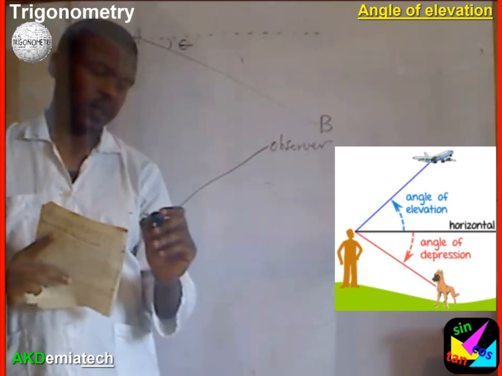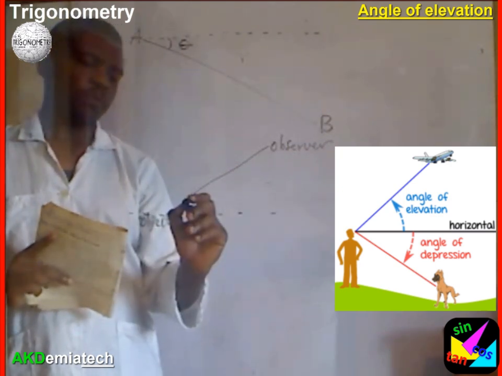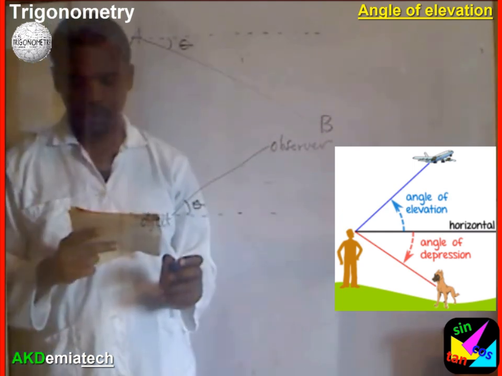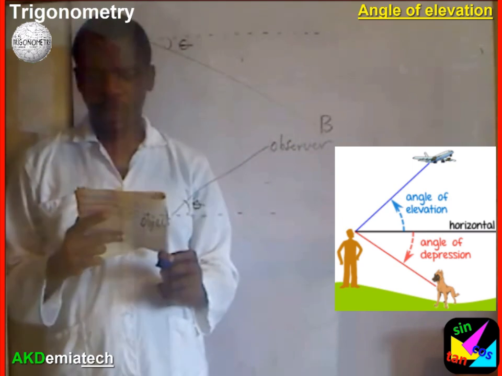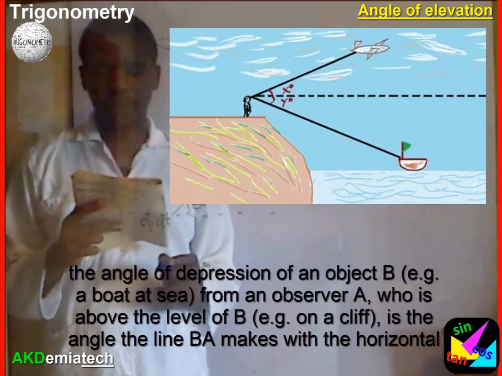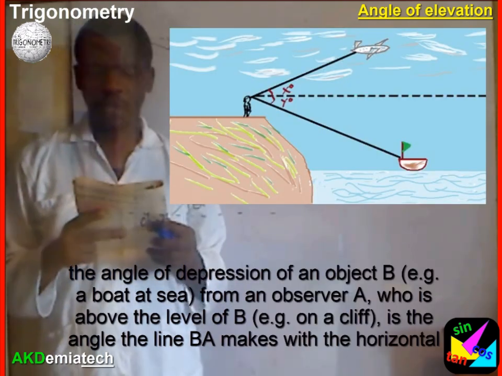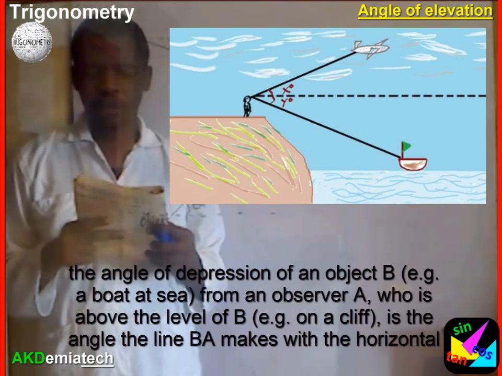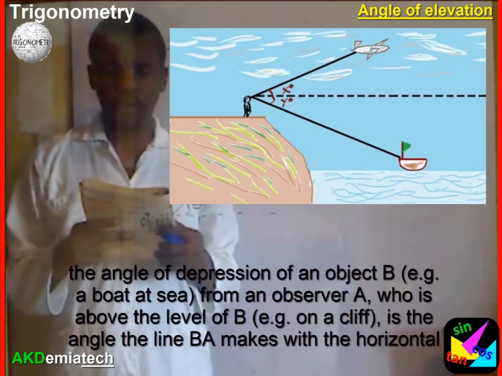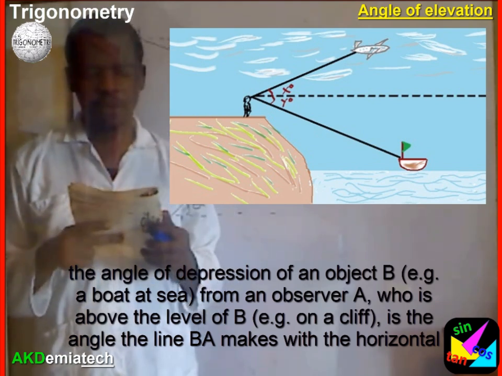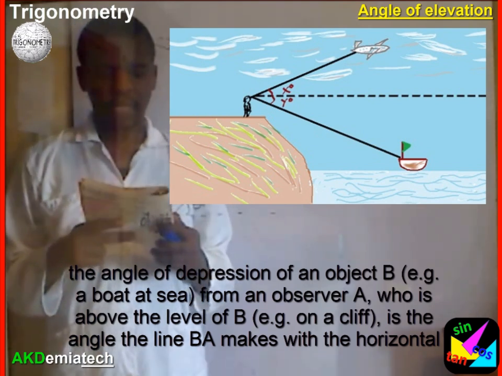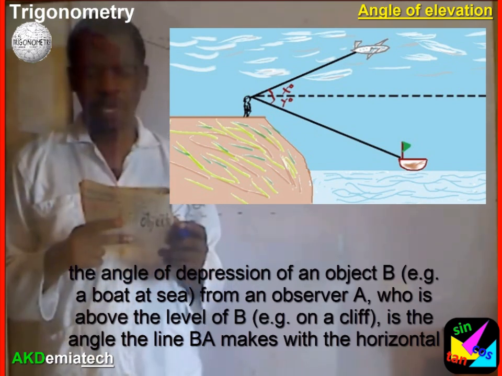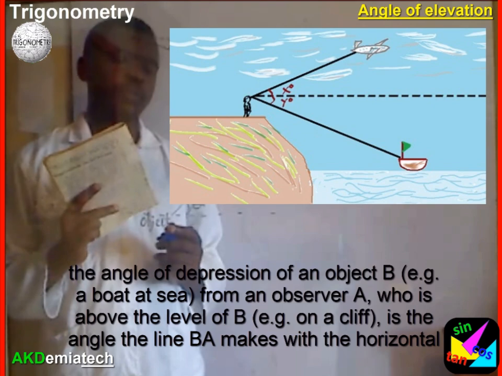So here, this will be the angle of depression, theta. The angle of depression of an object, for example a boat at sea, from an observer A who is above the level of B, for example on a cliff, is the angle the line DA makes with the horizontal.